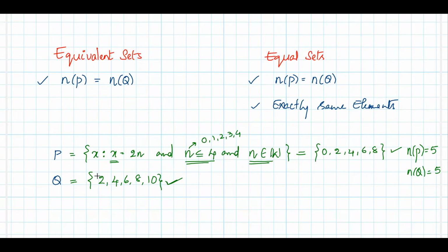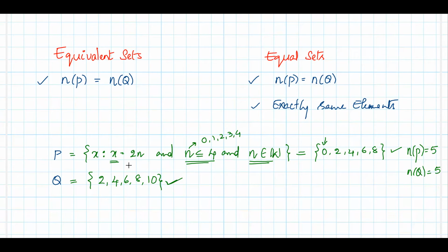Are these two equal sets? So let's see. Cardinality is the same. The first condition is clear. And now the second condition, exactly the same elements. So what are the elements present in set P? 0, 2, 4, 6, 8. What are the elements present in set Q? 2, 4, 6, 8, 10. If you see here, as per the second condition, having exactly the same elements, 0 is there in P, but it's not there in Q. So that's enough to say that they are not equal.